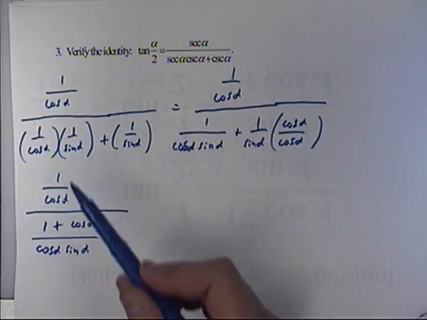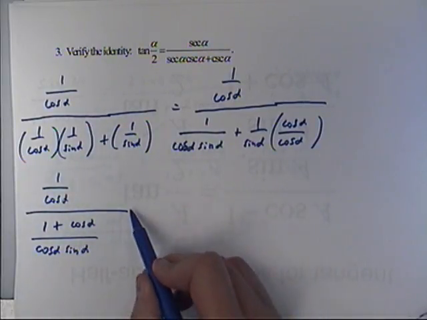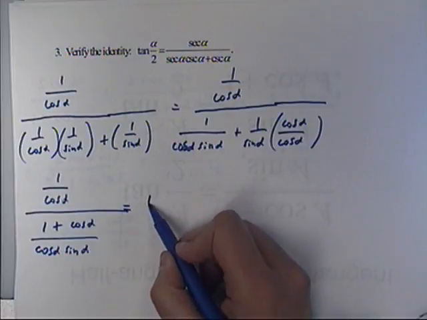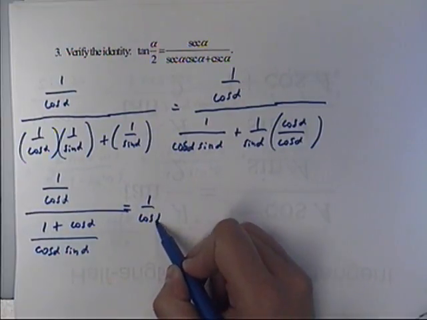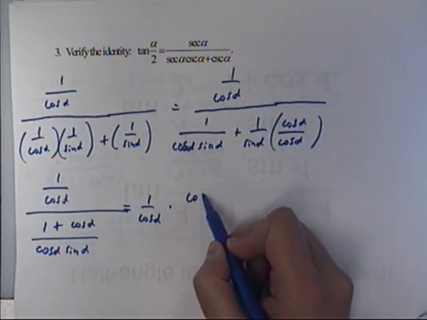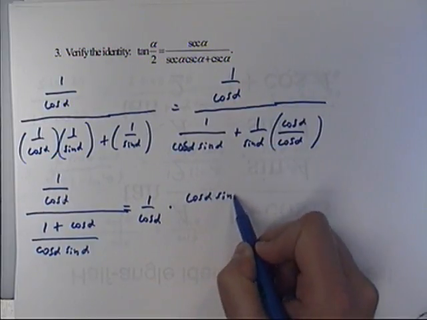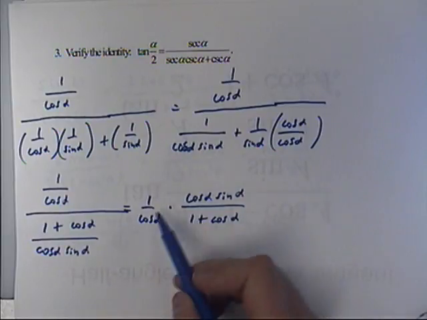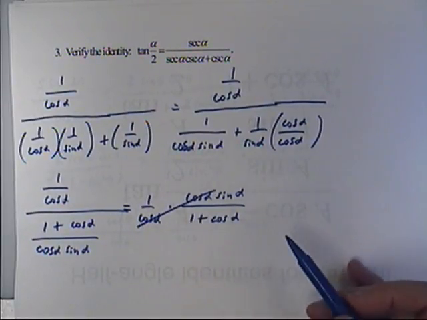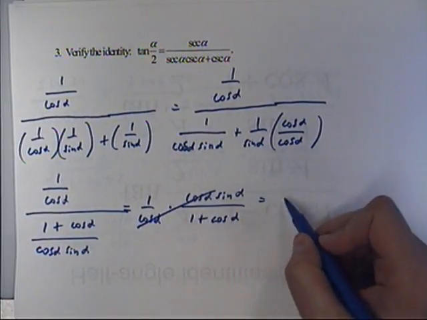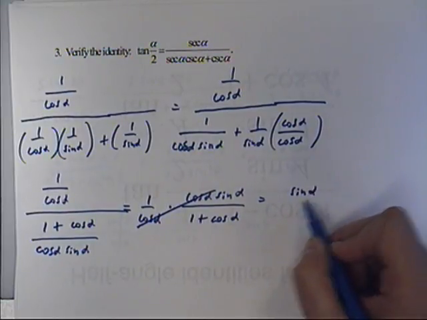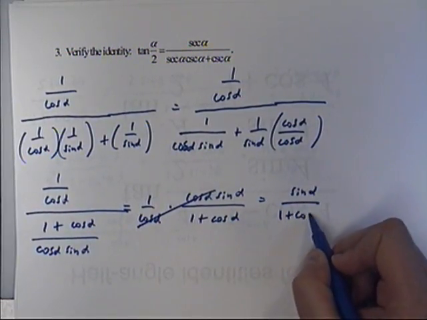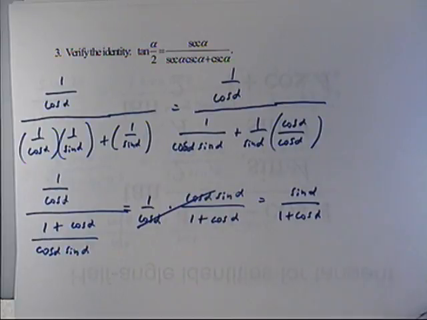So now I have two whole fractions within a whole fraction, which allows me to write it as the numerator multiplied by the reciprocal of the denominator. And then this cosine could cancel with that cosine, which gives me sine of alpha over 1 plus cosine of alpha. Now, that is actually a tangent half angle identity.